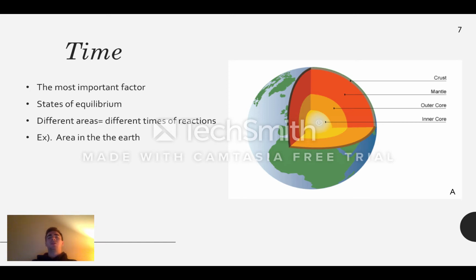And like I said earlier, time is important because there are different times for different factors of metamorphism. If it's on the crust, the outermost layer of the Earth, as you can see in Figure A, it's going to take a longer time. But in the mantle and then the outer core, the lower it goes, the process of metamorphism will speed up greatly because of the increased heat, so time decreases.